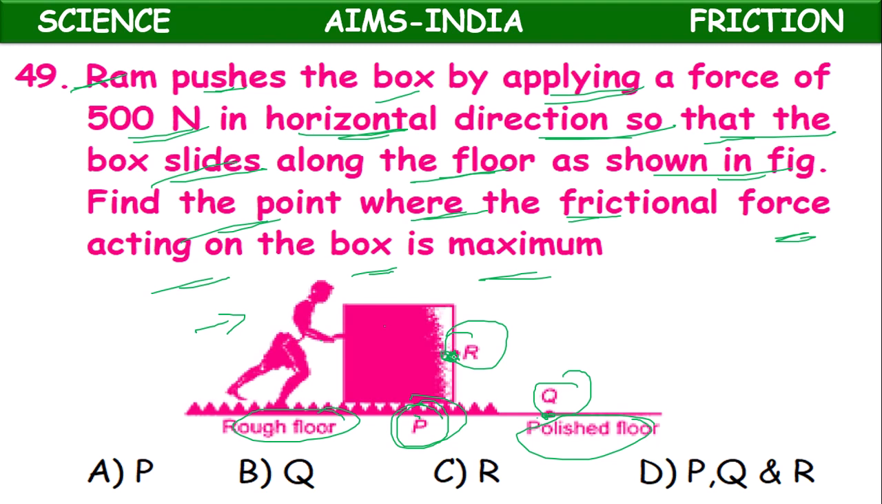Now the question is, at which point will frictional force be maximum? Here at point P, because P is on the rough surface, frictional force will be maximum. Point Q is not connected to the surface, so there will be no contact between the surfaces, no friction. If it comes to Q, because of the polished surface, less friction will be there. So answer P option.